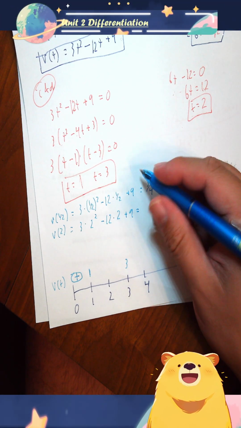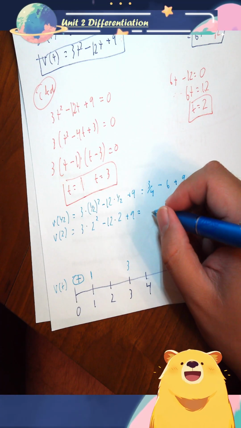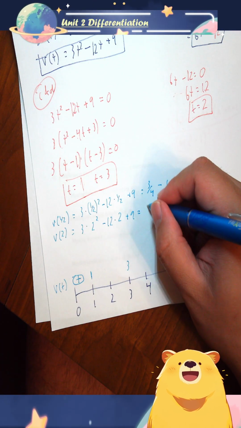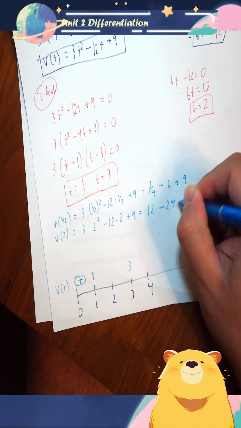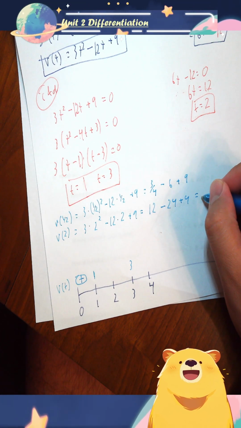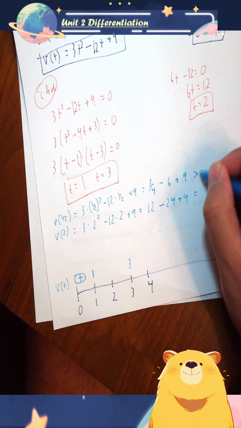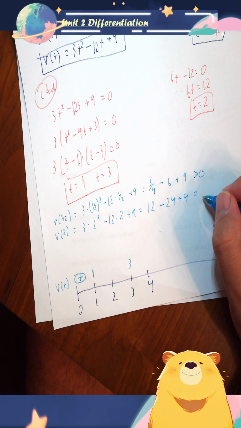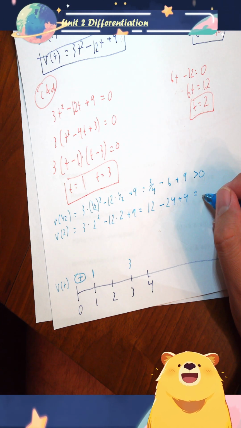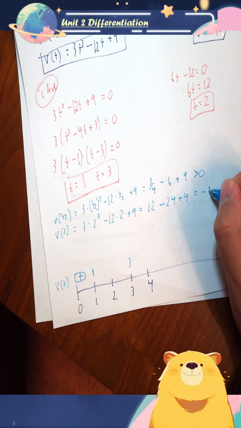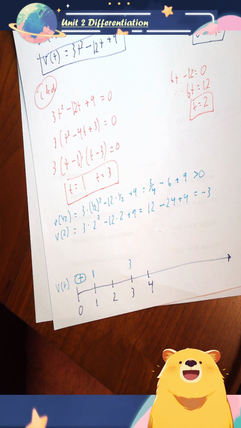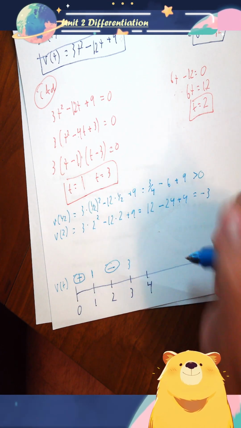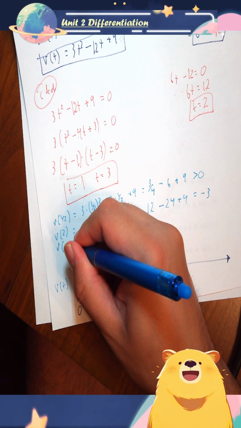Let's see, 3 times 2 squared, which is just 12. Okay, 12 minus 24 plus 9, we know that's going to be exactly... Sorry, I yawned. That's going to be -3. And that, well, is negative. And let's check to the right of 3. Let's just use 4.